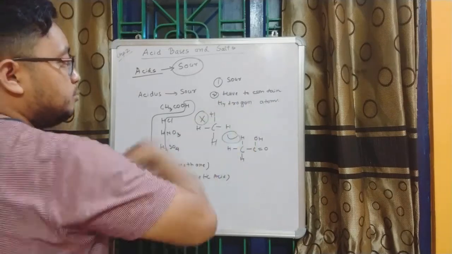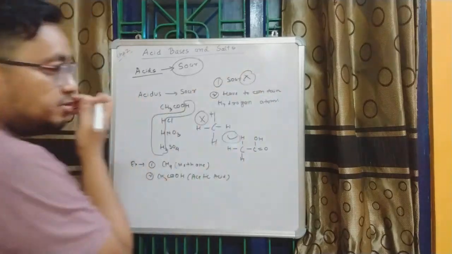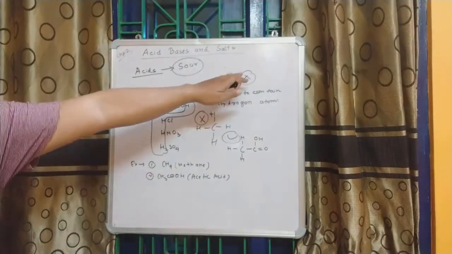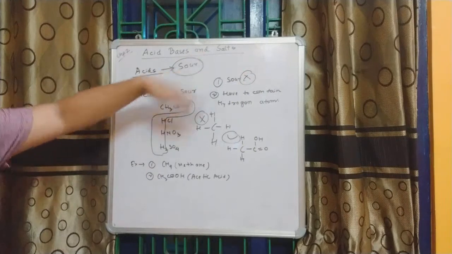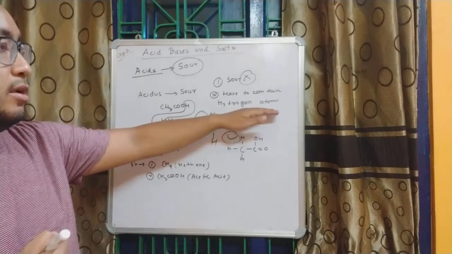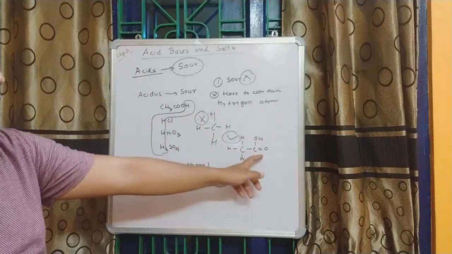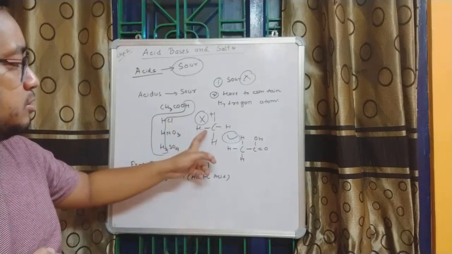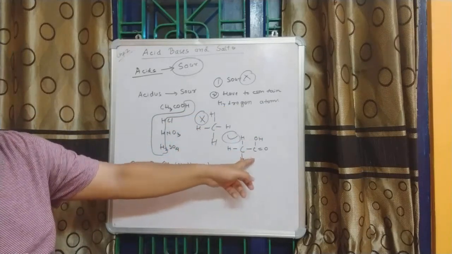Forget about sourness. We cannot taste methane, so it is not convenient to use the first criterion. So we cannot use taste all the time, but we have to fulfill the second criterion: have to contain a hydrogen atom. Here also there is a hydrogen atom, here also it has a hydrogen atom. But why is this not an acid whereas this is an acid?